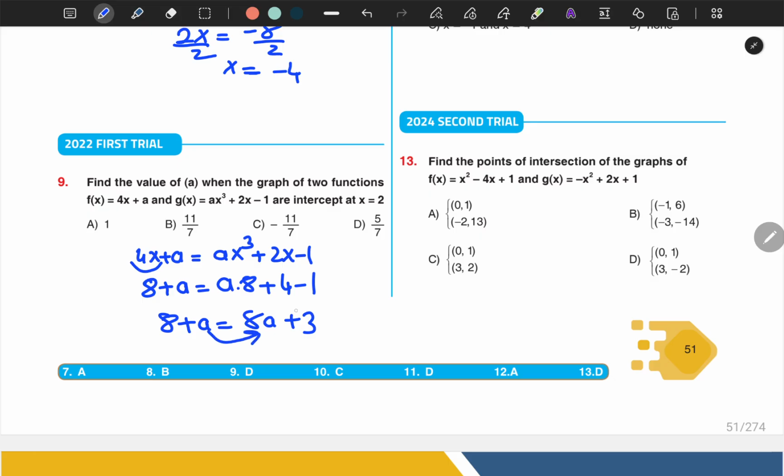This is the left. Okay, this is the right. Move: 8 minus 3 is equal to 8a minus a. Here how many a? 7a. Here is equal to what? 5. Can I divide both sides by 7? Yes, 5 over 7 equal to a, which is D.